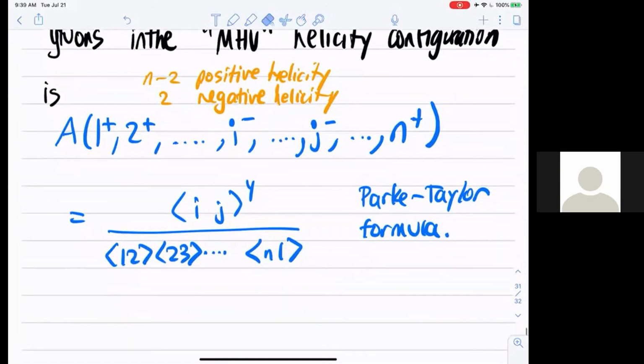Yeah, this is a general formula that's valid when I and J are in general position here. But okay, it's easiest to do the recursion when they're next to each other, at least in the planar language, which I haven't described yet.